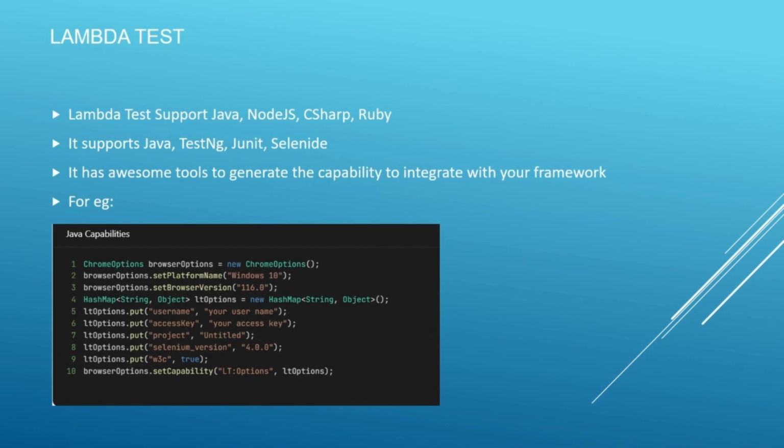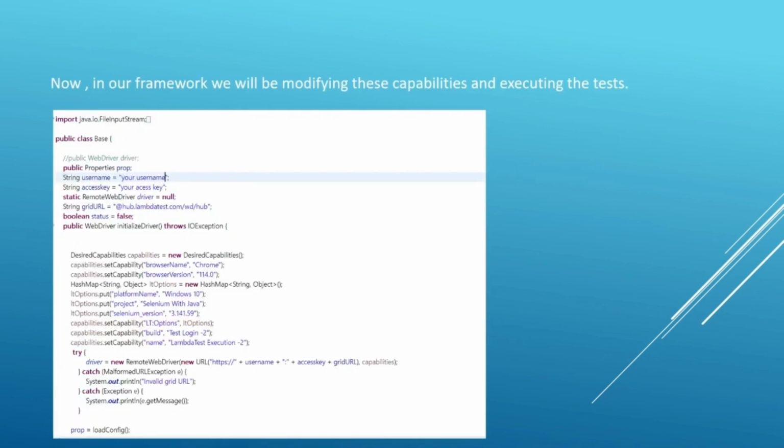It supports Java, Node.js, C#, Ruby. It also supports testing frameworks made in Java, TestNG, JUnit, Selenium. It has an awesome capability generator to generate the capabilities to integrate with your framework, like your operating system, the Chrome browser version, your username, your access key, your project name, Selenium version. Now, in our framework, we will be modifying these capabilities and executing the tests.